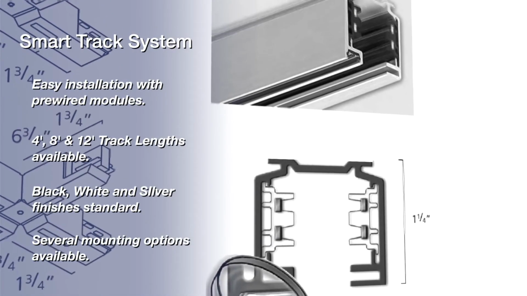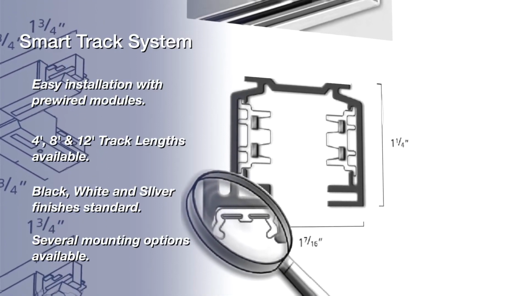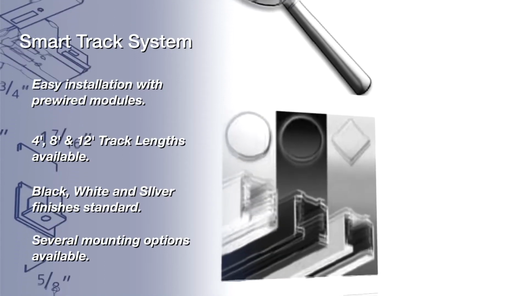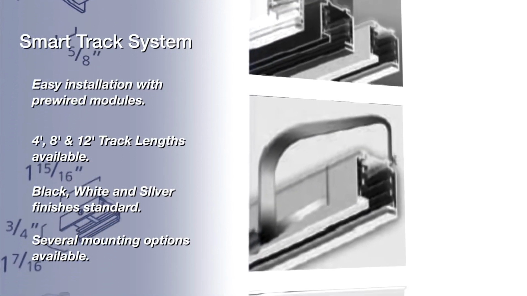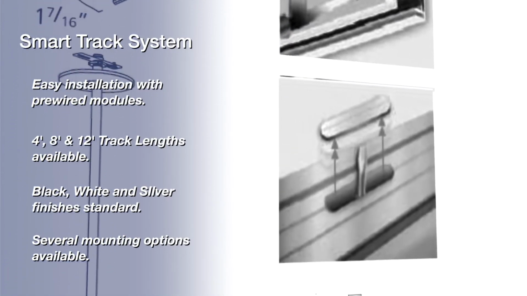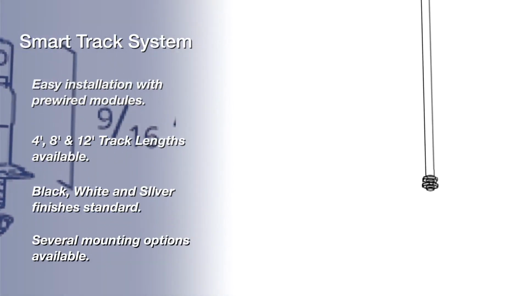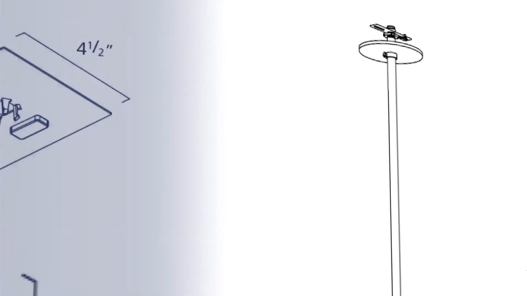SmartTrack comes in 4-foot, 8-foot, and 12-foot standard lengths, but can be field cut to fit the installation. Black, white, and silver color options are available as standard. Each track features pre-punched holes at 8-inch centers for easy surface mounting. Flush mount, suspended all-thread, aircraft cable, and stem and canopy mountings are also available.